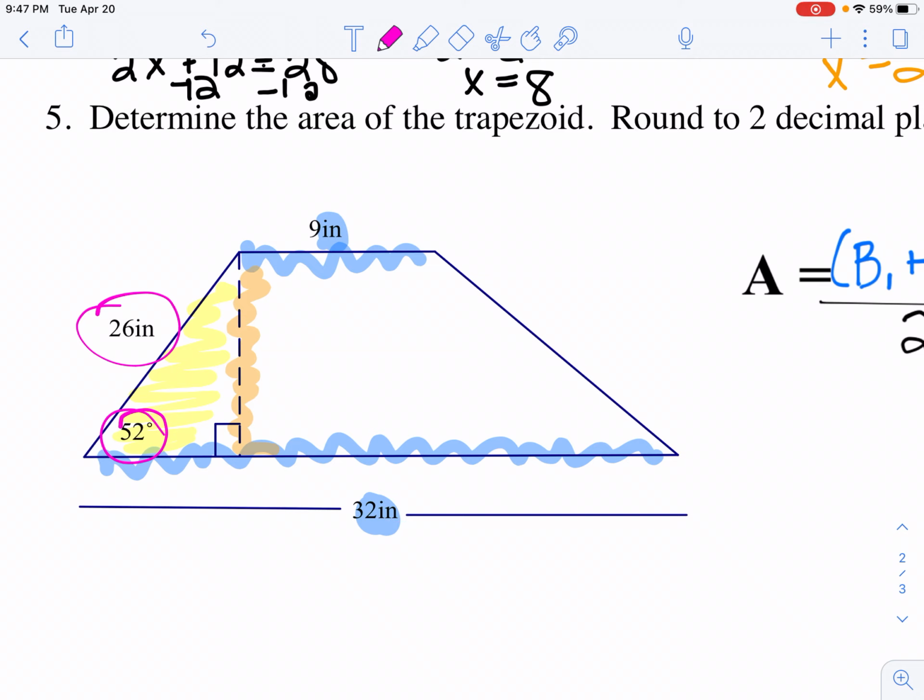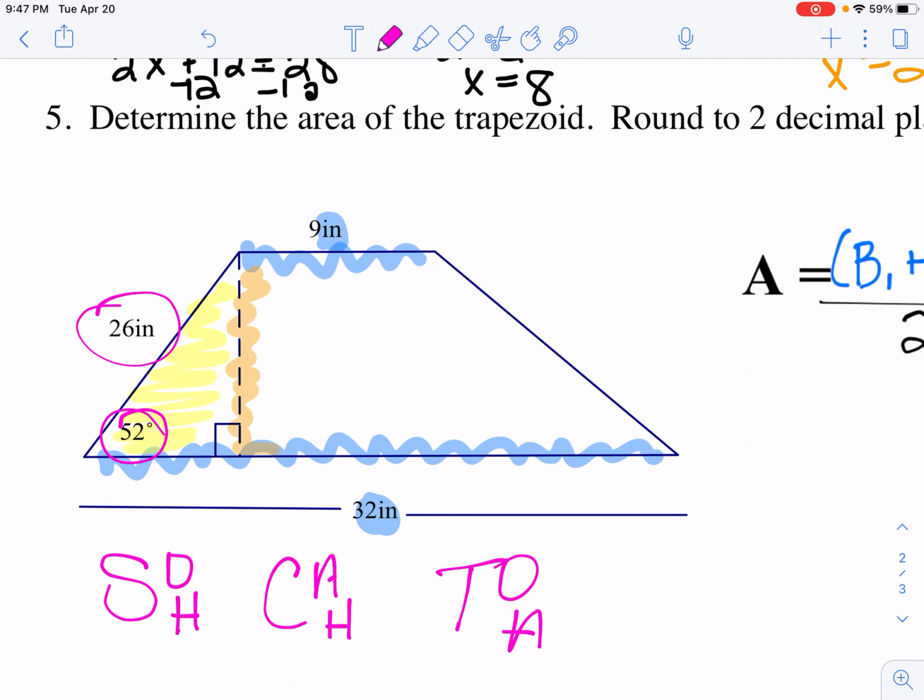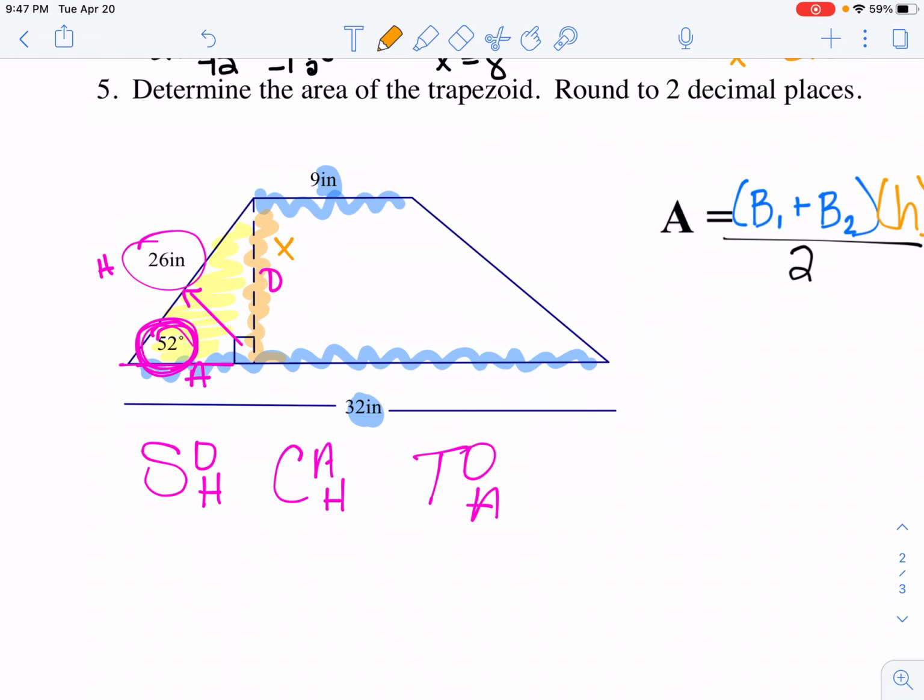All right. So we were saying we were going to use SOHCAHTOA. So let's check our hypotenuse. Our hypotenuse is always across from the 90. So here's our hypotenuse. We use our 52 to determine our adjacent and opposite. So the one right next to it, here's adjacent, here's opposite. Okay, take a minute. See if you can figure out which trig ratio you're going to use.